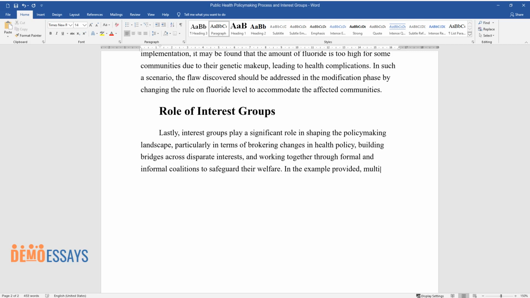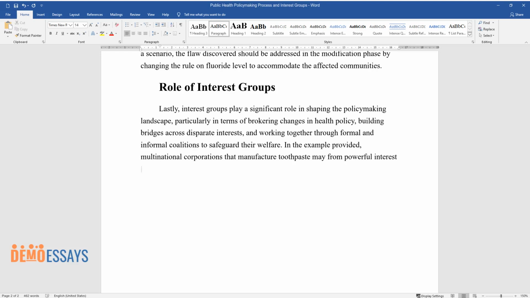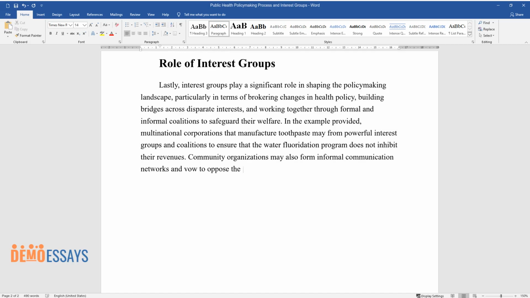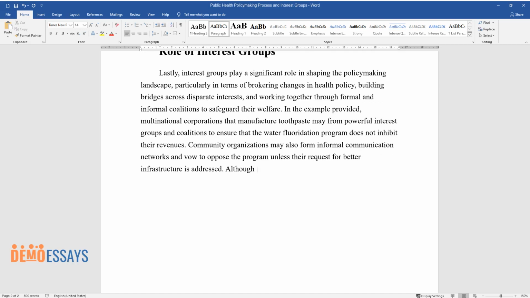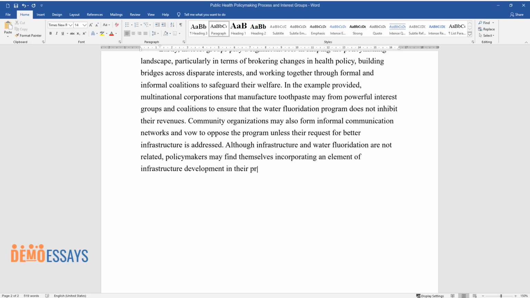In the example provided, multinational corporations that manufacture toothpaste may form powerful interest groups and coalitions to ensure that the water fluoridation program does not inhibit their revenues. Community organizations may also form informal communication networks and vow to oppose the program unless their request for better infrastructure is addressed. Although infrastructure and water fluoridation are not related, policymakers may find themselves incorporating an element of infrastructure development in their program due to the power of interest groups.